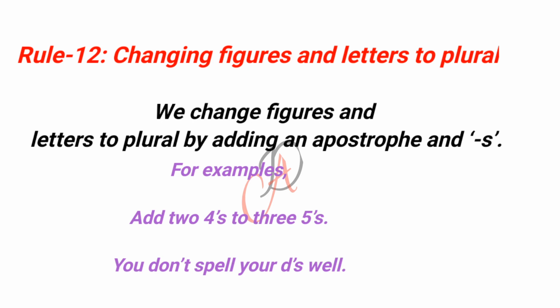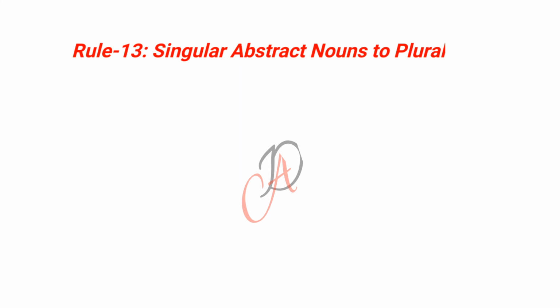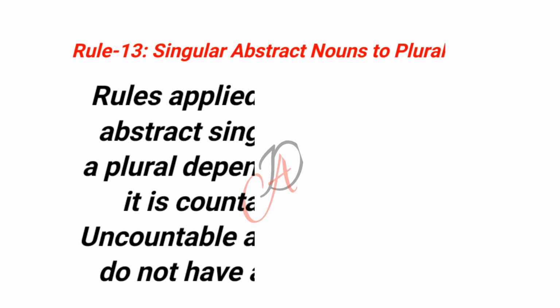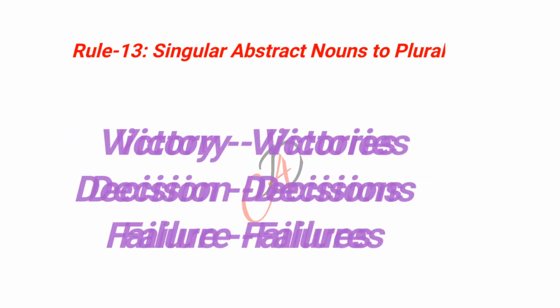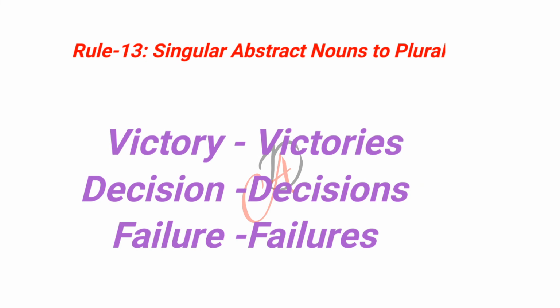Number 13. Singular abstract nouns to plural. Rules applied for changing abstract singular nouns to plural depend on whether it is countable or not. Uncountable abstract nouns do not have plural form like love, anger, advice, etc. Whereas abstract nouns that are countable have plural forms. For example, victory, victories; decision, decisions; failure, failures.